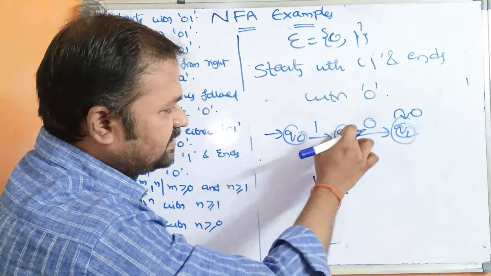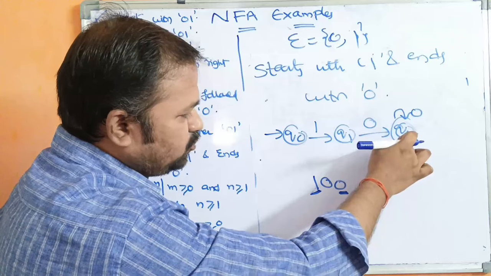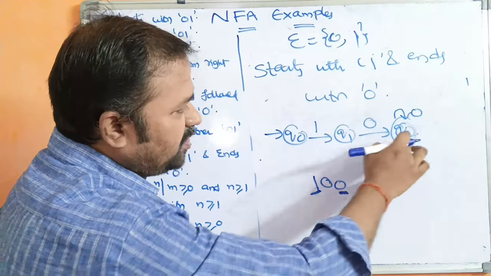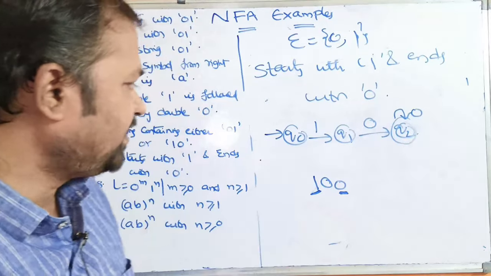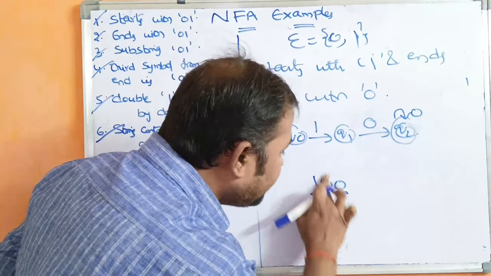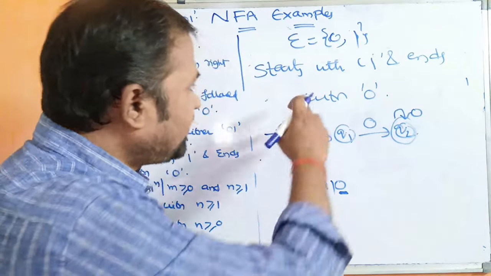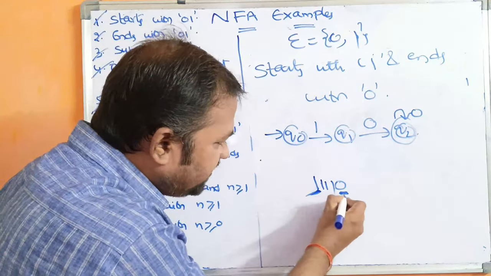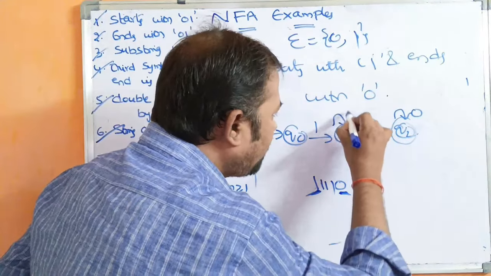If we apply 1, then we will move to the Q1 state. Next, if we apply 0, we will go to the Q2 state. Next, if we apply 0 on Q2, we will be at Q2 only. For that purpose, here we have taken 1. In between 1 and 0, we can have any number of 1s. Here the constraint is the string starts with 1 and ends with 0.